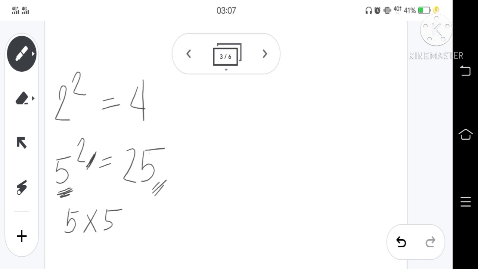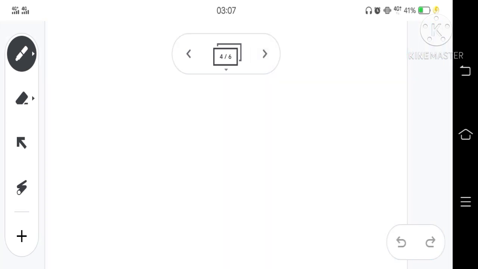Another example, what is the square of 7? For the solution, this is 7 times 7, and this is equal to 49. So I hope you remember now how to square a number. This time, finding the principal root or square root.